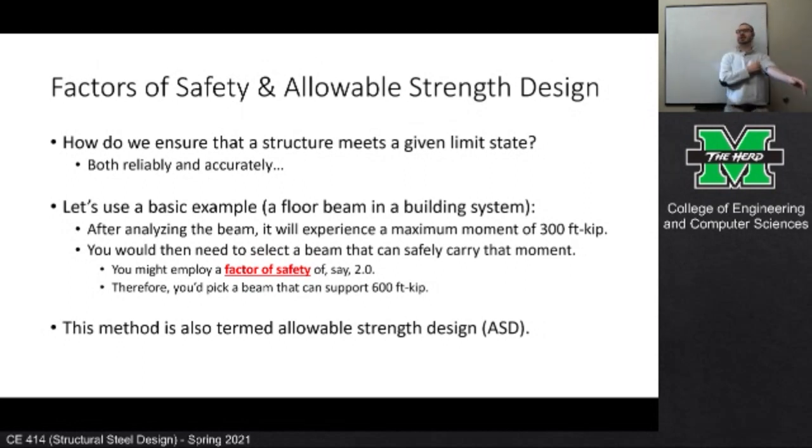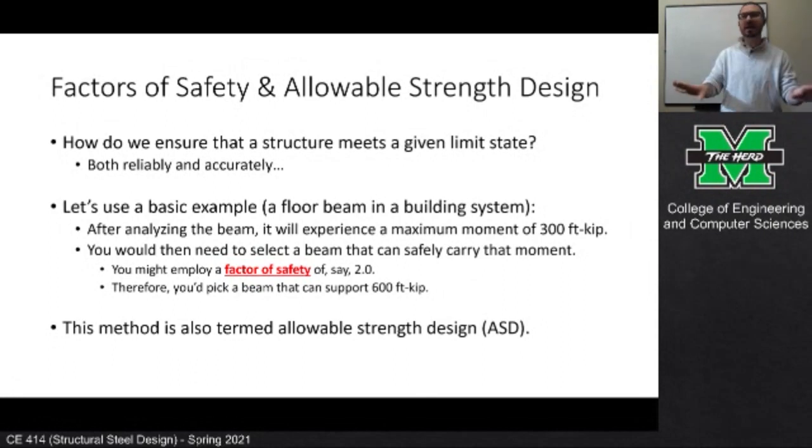Everybody in this class should know what I mean by a factor of safety. So let's say I use a factor of safety of 2. All the structural analysis, the shear diagram, moment diagram, yielded a bending moment of 300 foot kips. Well, if I use a factor of safety of 2, I'll design that beam to support 600 foot kips. So I amplify the bending moment that I get from my analysis by some factor of safety, and then that's the value that I use to design, okay?